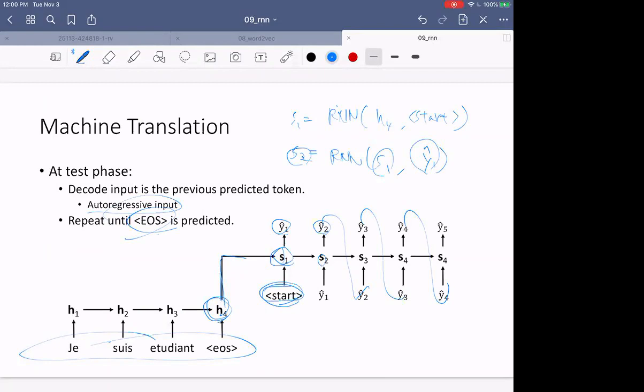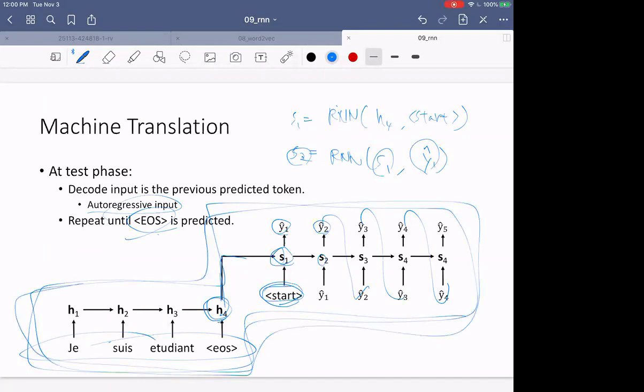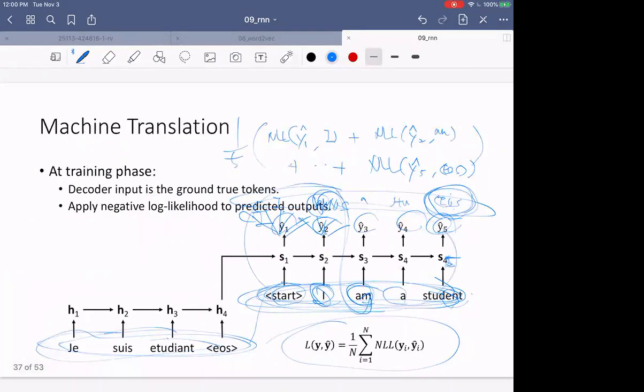At the practice session, you will implement this architecture, which is hopefully not that difficult. I've already talked about how you can implement this using an RNN, or you can use a GRU for that matter. And then you just take this, copy paste it, initialize your decoder RNN.